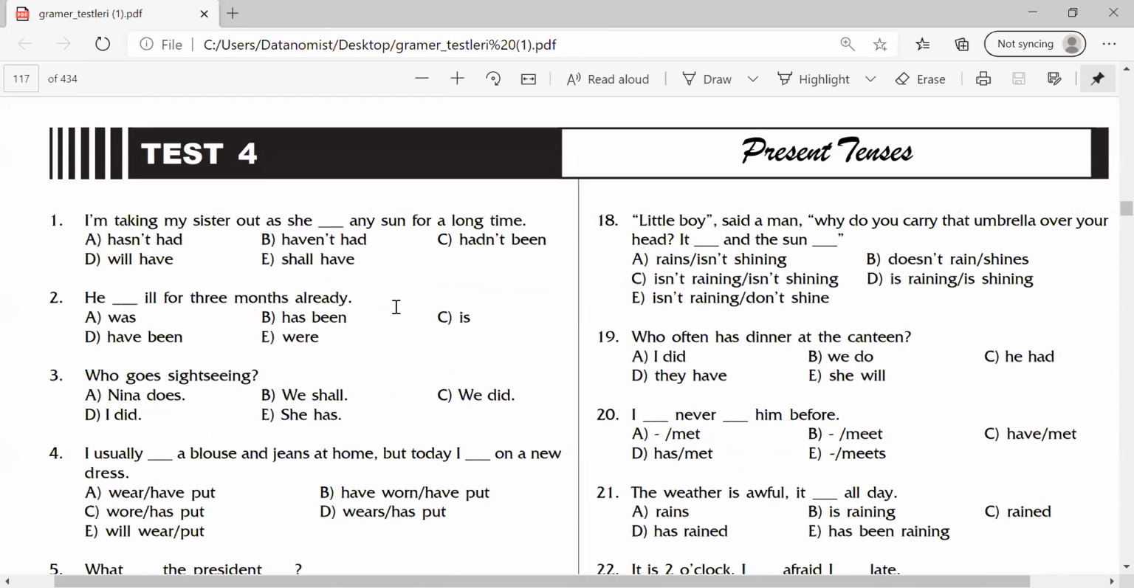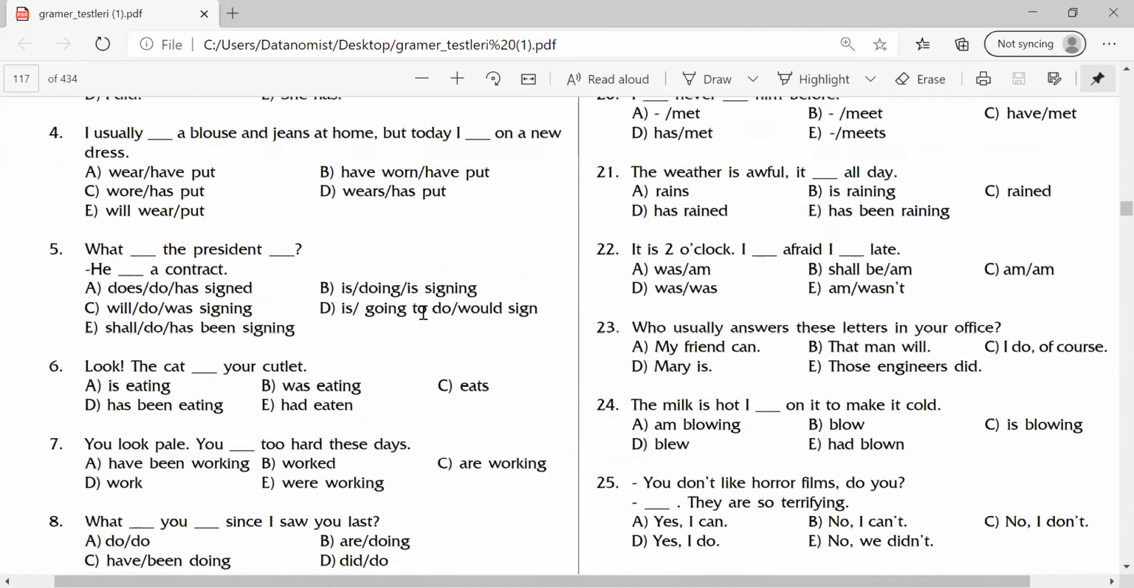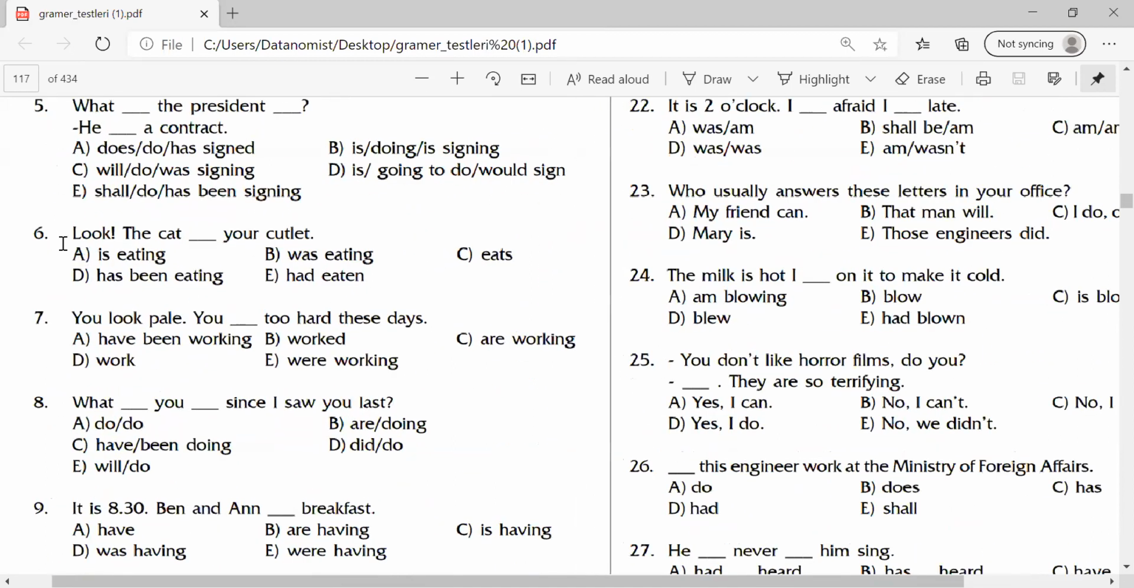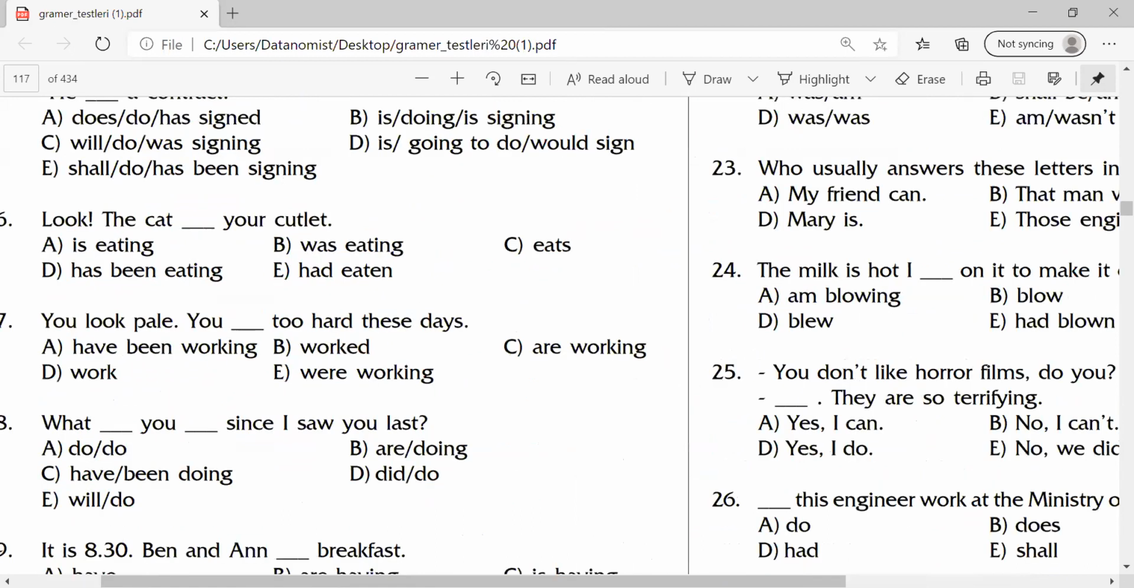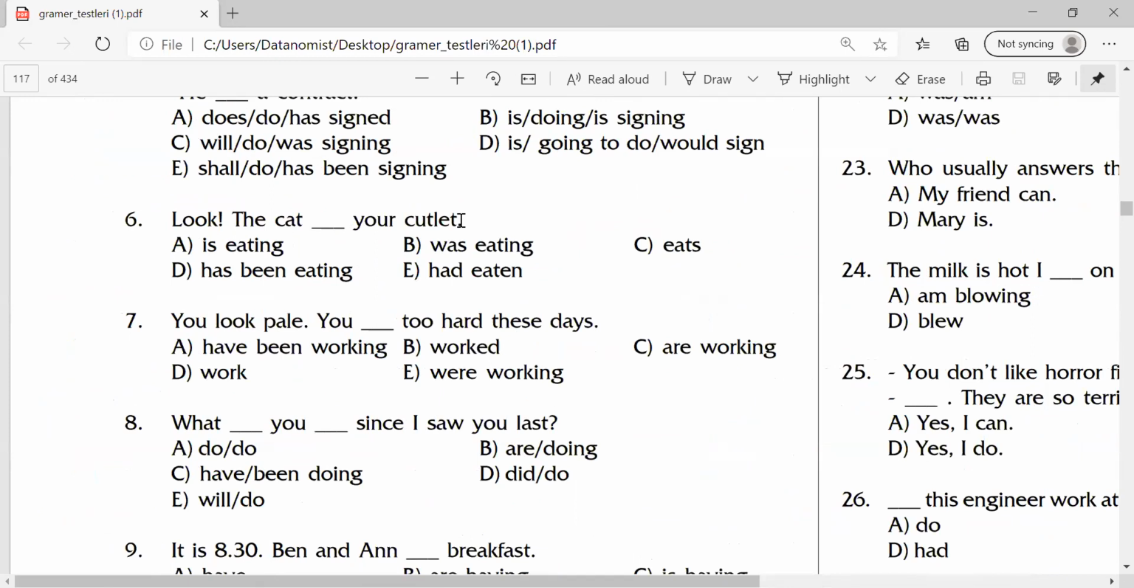Okay. Now, let me select. Look at the 6th one. Look. The cat dash your cutlet. Now, don't worry to give the answer immediately. In this sentence, you have to first identify the time indicator.